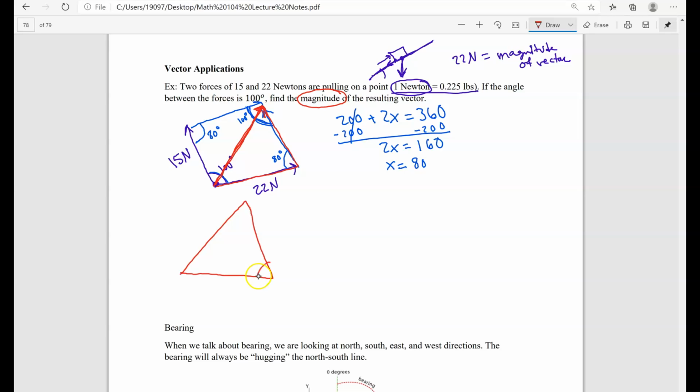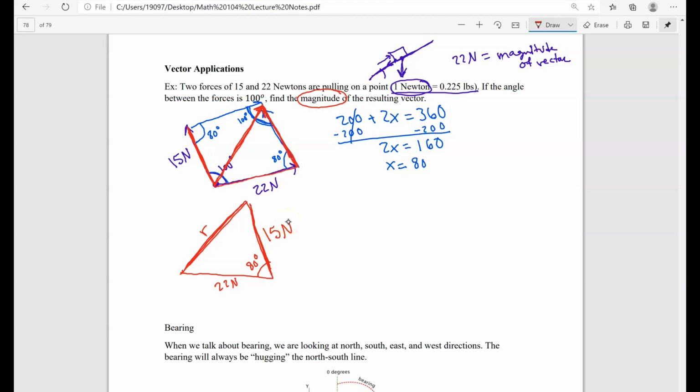This guy right here is 80 degrees. We know that this is 22 newtons. Okay. We're not sure what the other ones are, but we know that we need to figure out what this guy is. This guy is a resulting vector. Let's call that R. This is what we want to figure out. Well, what about this side? What is this side going to be? Well, this side comes from the fact that you have this vector over here, which is 15 newtons.